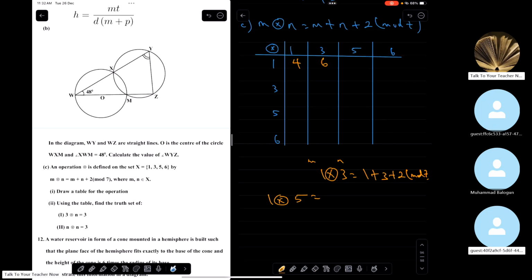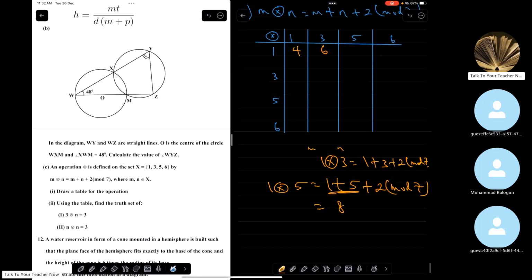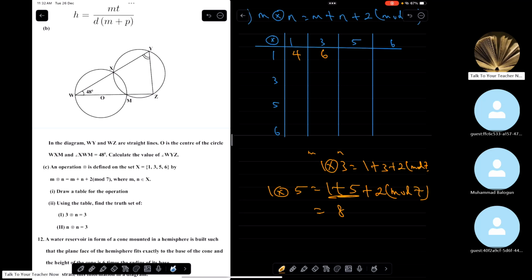So now, 1 circle times 5 is what? Mohammed, you understand that we got that? That's 1 plus 5 plus 2 mod 7, which is 1 plus 5 is 6 plus 2, 8. 8 minus 7 is 1. 8 minus 7 will leave a remainder of 1, so we write the 1.